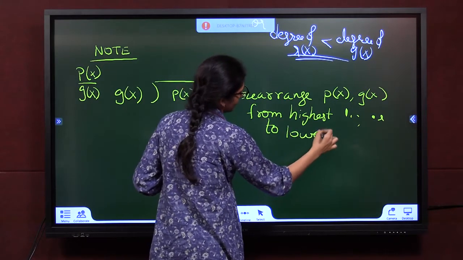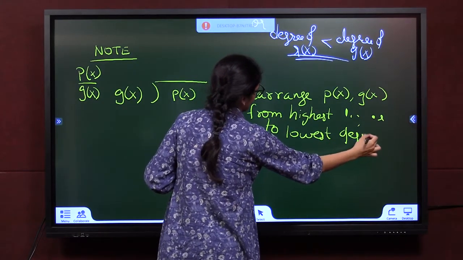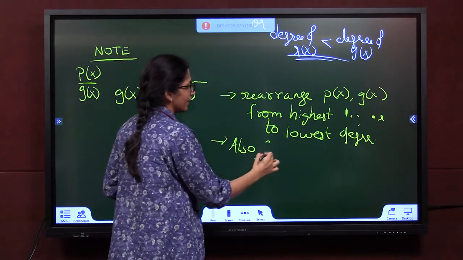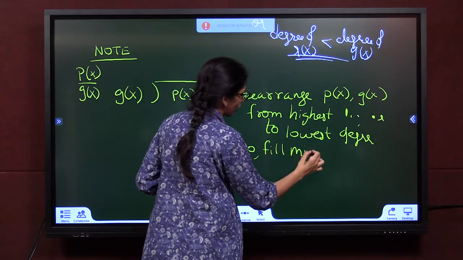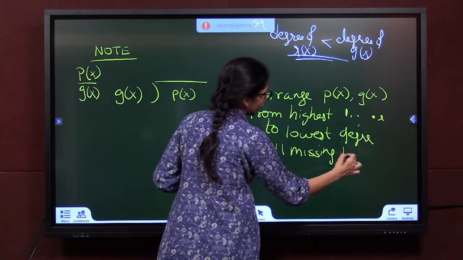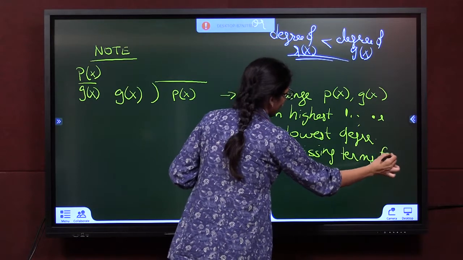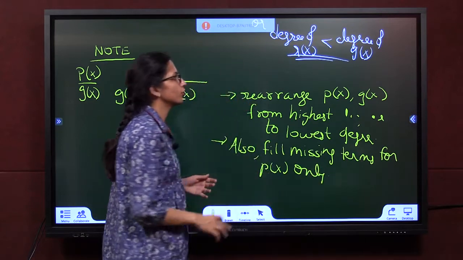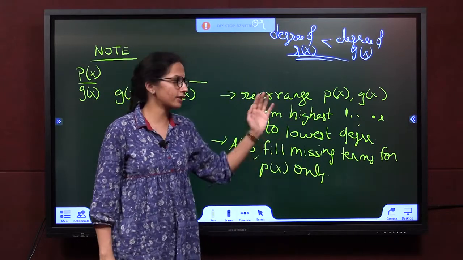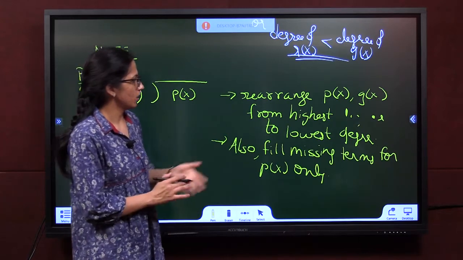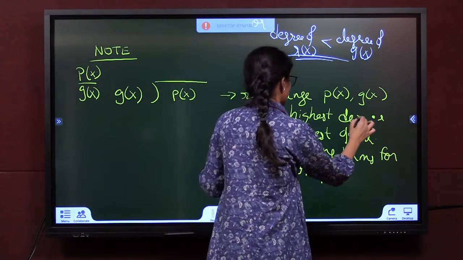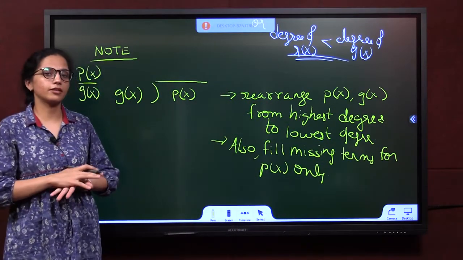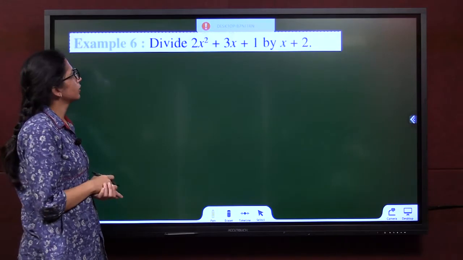I will explain when I do it. Also, fill missing terms for p of x only, not for g of x, only for p of x. You still don't know what this means. You will understand when I do the problems. Write it for now. From highest degree to lowest degree. Write this now. When I start the numerical, you'll understand. So now let us begin.